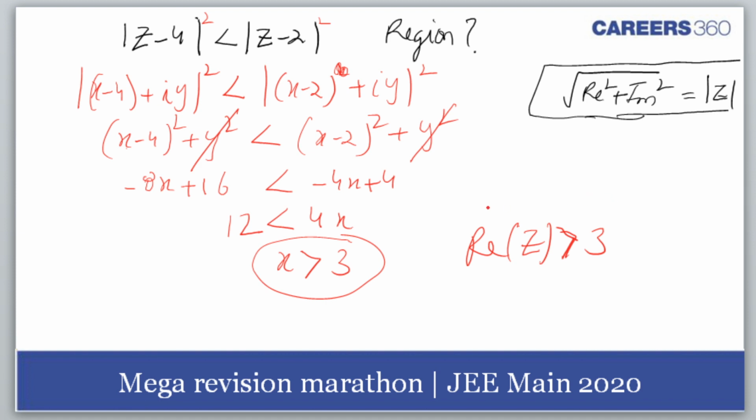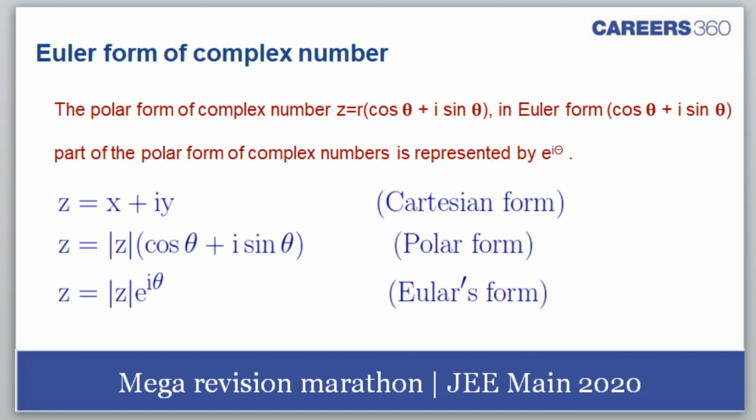Okay. So we go on to the next slide, that is this one. So we represent a complex number in three ways. What are those? x plus iota y, polar form, and Euler's form. I'll just explain Euler's form.